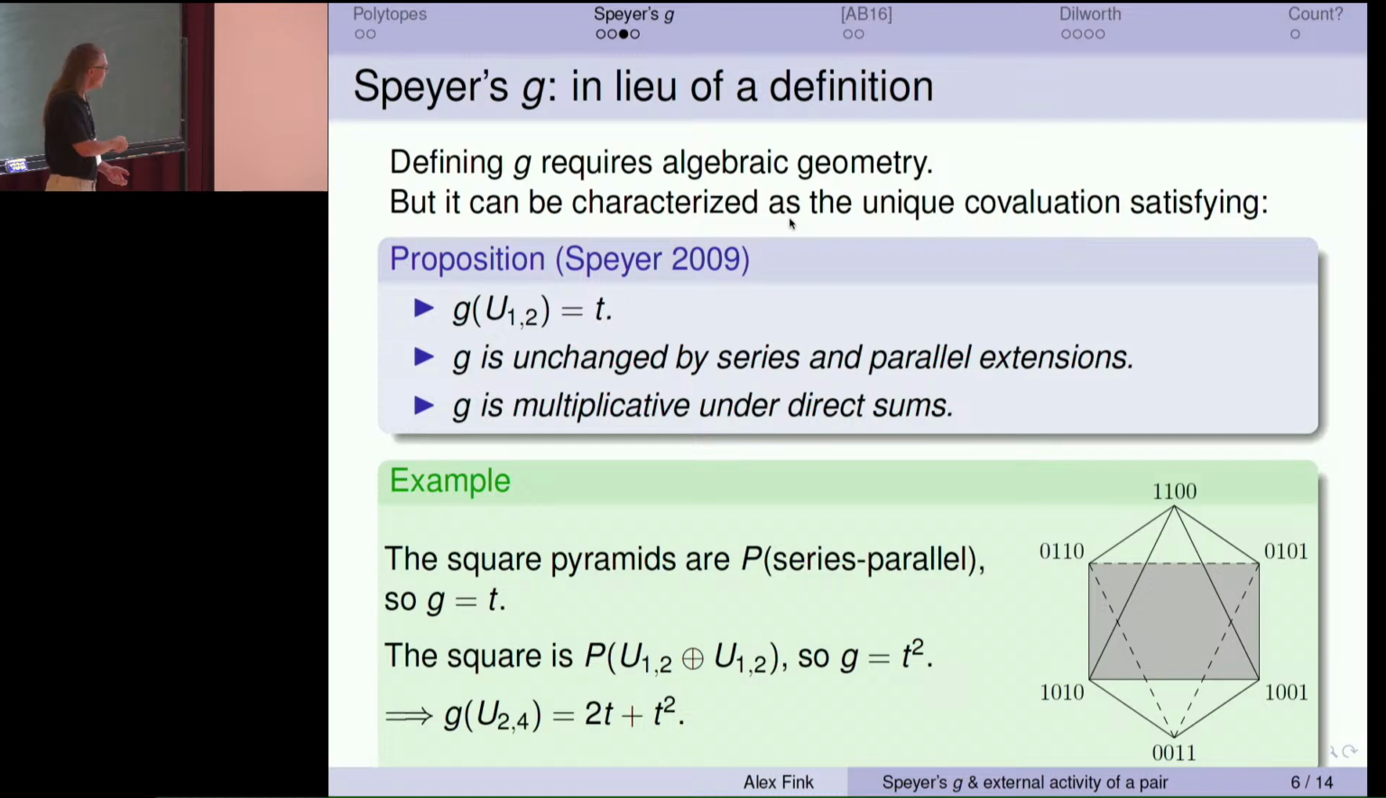So for instance, to evaluate G on U24, you cut it into two copies of the square pyramid. Well, the square pyramid is this guy. It's series parallel. So each of those contributes a T. The square is U12 plus U12, so it contributes a T squared. So the whole thing is 2T plus T squared. Right? Indeed, it's just the face enumerator of this thing. I've got two three-dimensional faces and one two-dimensional face. So that is what the G invariant is if you're fluent with building these polyhedral subdivisions.